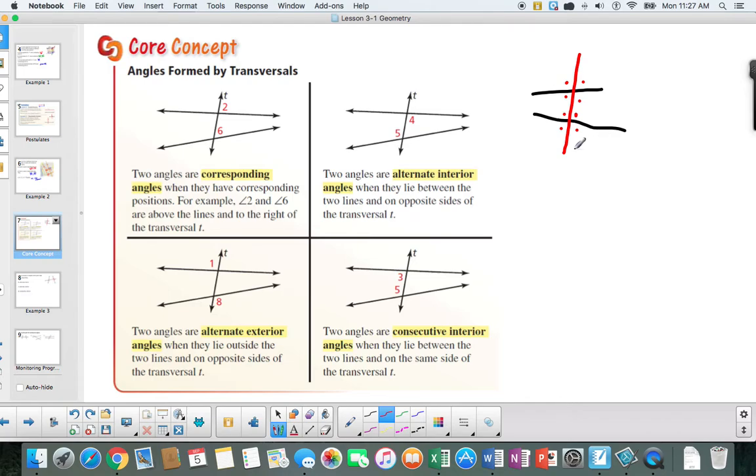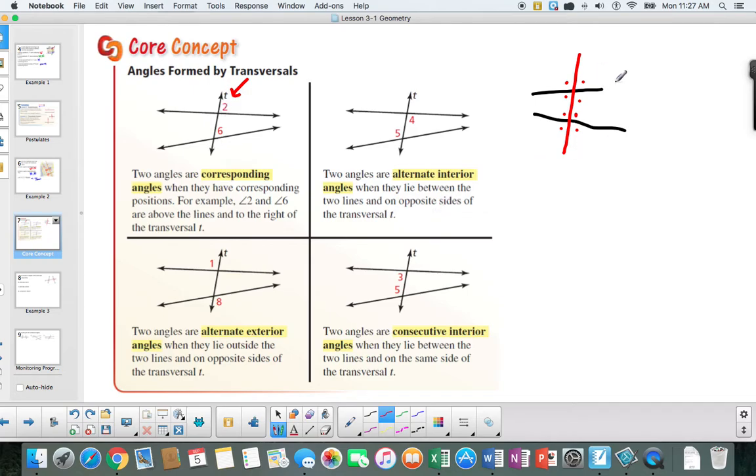All right, so corresponding is our first vocabulary word. And again, here's the transversal. Notice it's labeled T. And corresponding angles are like angles 2 and 6. Now, let's notice their characteristics. One, 6 is inside the two lines, and 2 is outside these two lines. Also notice they're on the same side of the transversal, and notice they do not share a vertex.